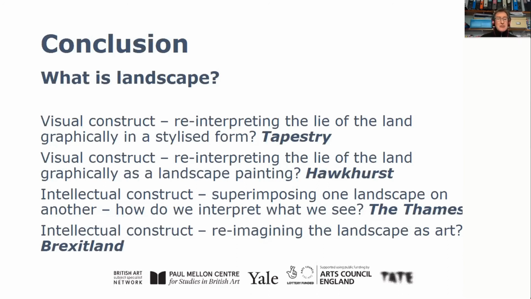And then the last two are more of an intellectual construct, so superimposing one landscape on another. How do we interpret what we see? That's the Thames. And then simply reimagining the landscape as art in the form of Brexit Land. What we don't see on that map is the landscape in terms of fields and rivers particularly, but they are there. The rivers are there, the hills are there if you look carefully.